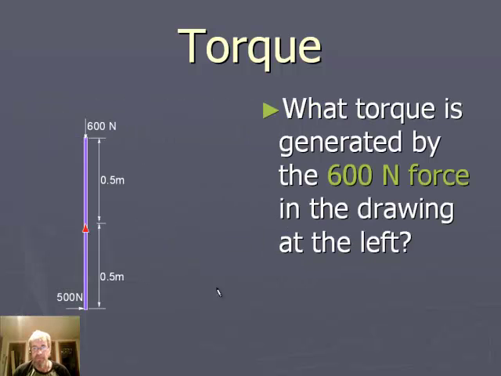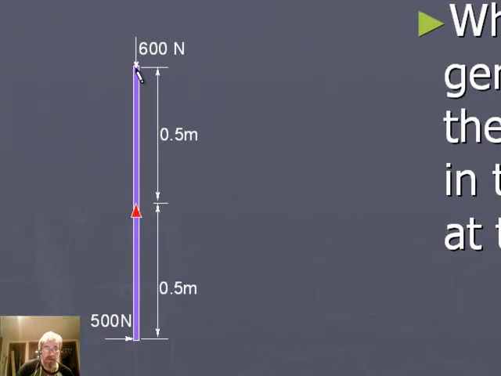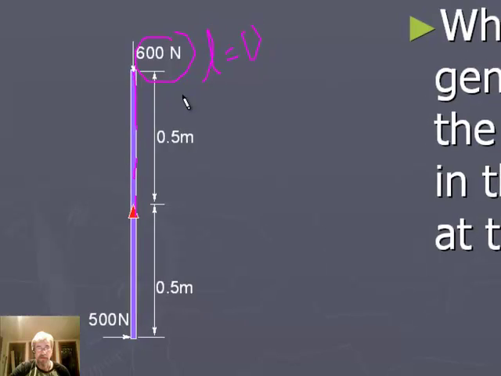Take a look at this example. What torque is generated here by the 600 Newton force? Well, if you guessed nothing, you're right. Because if you take a look at the lever arm here, since this 600 Newton force goes directly through the pivot point, the lever arm is equal to 0. So even though there's 600 newtons of force there, there is no torque because that force is not acting perpendicular to the lever arm. All it's going to do really is just compress the beam.